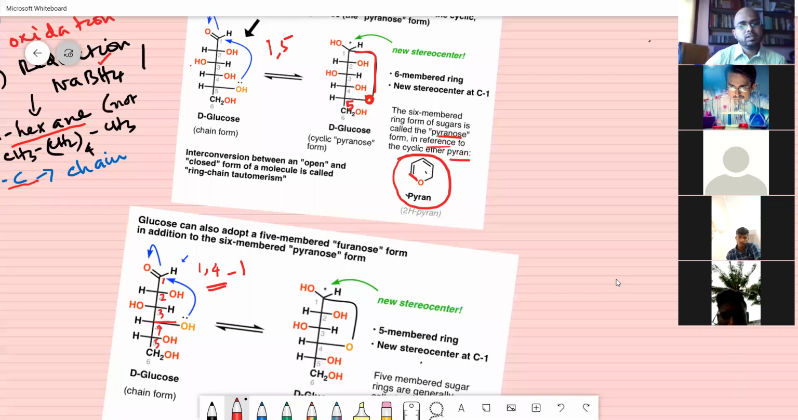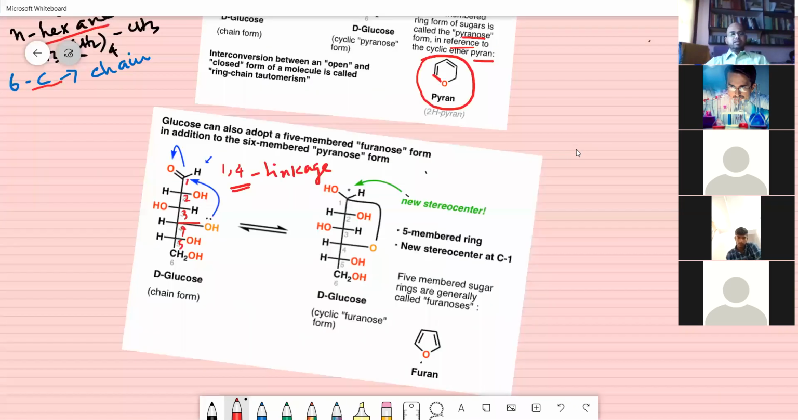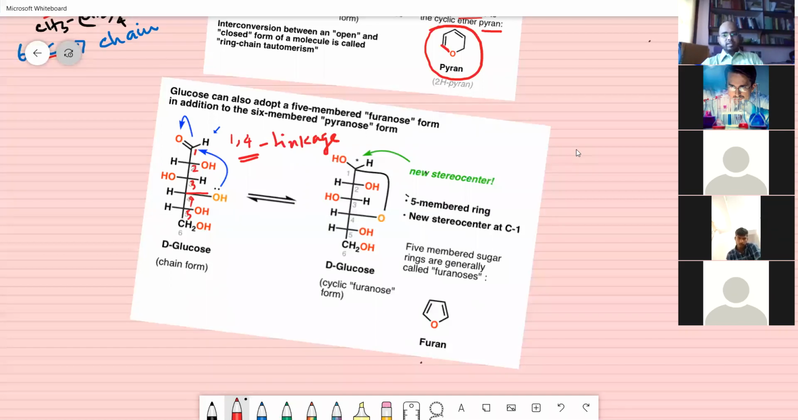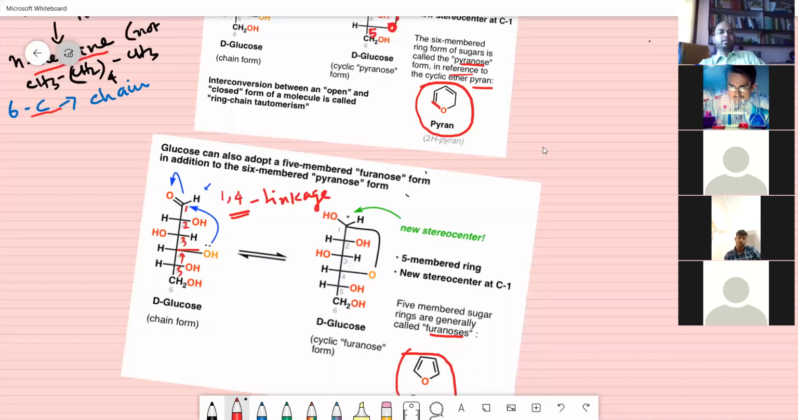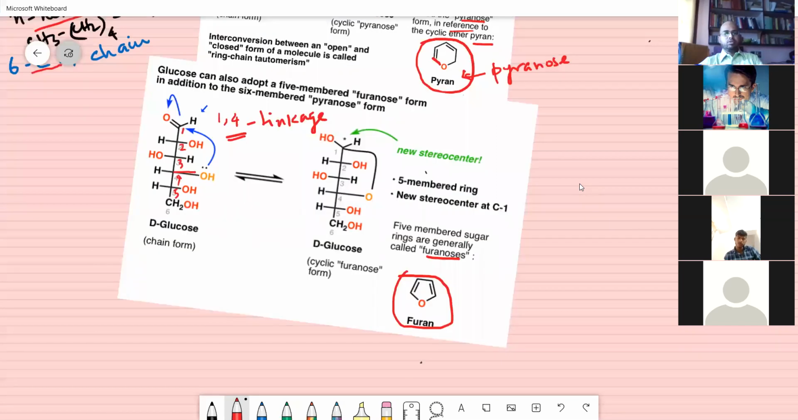This is called the linkage. So you can write in your essay that 1,4 linkage results in the formation of the Furanose structure. Okay, so here it is. Why is it called Furan? Because it relatively resembles furan. 5-membered sugar rings are called Furanose. So you can remember pyran looks like this, and it is called pyranose. Furan looks like this, and it is called Furanose.